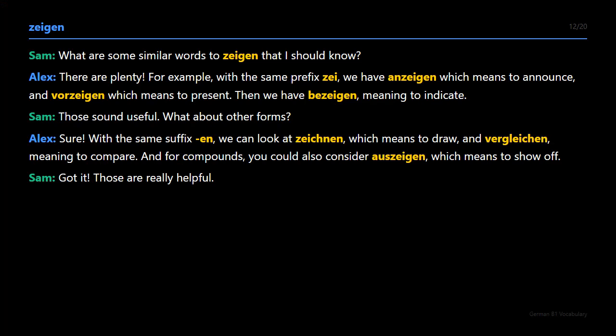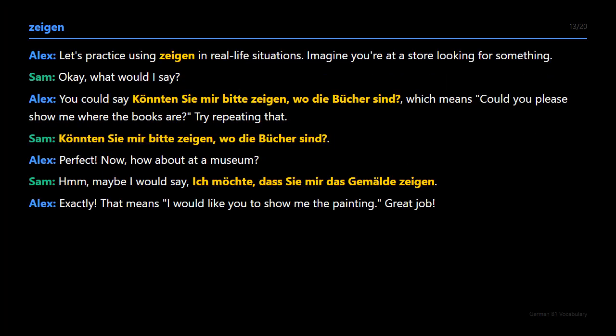Let's practice using zeigen in real-life situations. Imagine you're at a store looking for something. Okay, what would I say? You could say, könnten Sie mir bitte zeigen, wo die Bücher sind? which means, could you please show me where the books are? Try repeating that. Könnten Sie mir bitte zeigen, wo die Bücher sind?